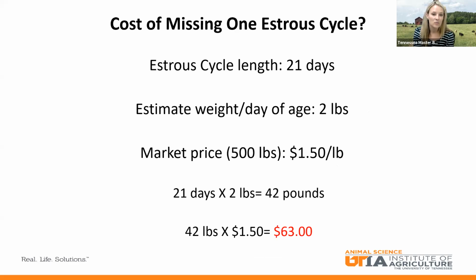But if I take the average breeding season length, which we said is 21 days, estimate my weight per day of age to be about 2 pounds a day, gaining on those calves. If I have a $1.50 market price on a 500-pound, let's say steer, and I do some simple math, 21 days times two pounds, if my cow was bred in that first cycle compared to the next one, is about 42 pounds. And then I'm going to just multiply that 42 pounds by that $1.50 market price. And the cost of missing that one estrus cycle cost me about $63. So pretty substantial when you put a dollar amount on it, for sure.